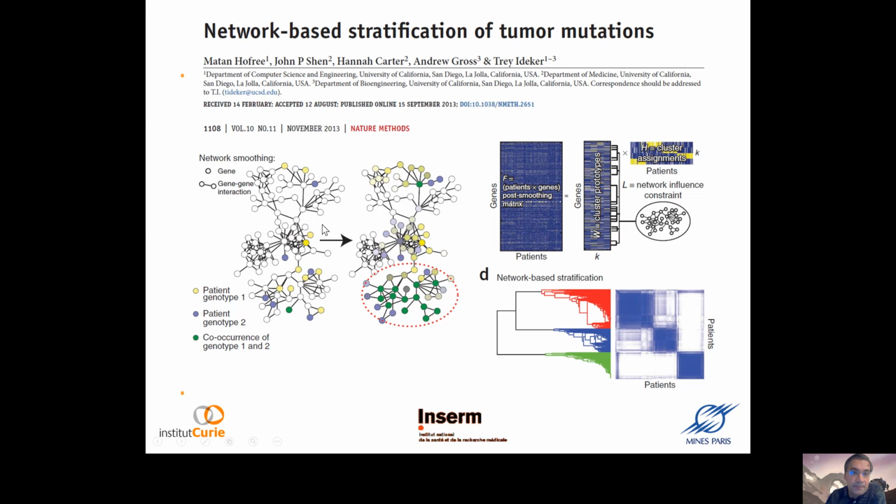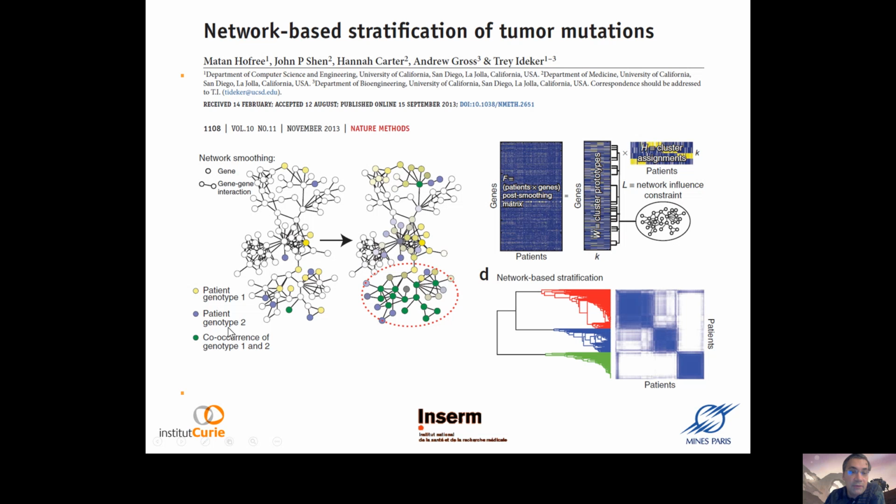So here you have a representation of a biological network in the form of a graph. Of course, it's a kind of cartoon representation. Then you look at patient genotype 1. So you see which genes in this complex network are mutated in one of the patients. And the fact of having a mutation in this patient is shown by a yellow node. You can see that these mutations are somehow distributed across the network.